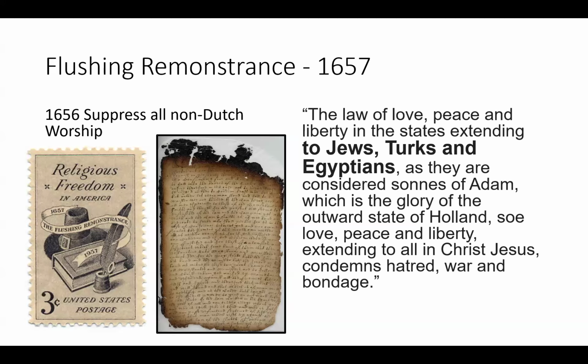Remonstrance means to protest. They protested Peter Stuyvesant's expulsion order, and Holland responded saying, Peter Stuyvesant, we need settlers, we need people, we have to build up this colony, or we're going to lose it to the English or even to the French and Spanish. And so they were allowed to stay. And as you can see from the postal stamp on the left, the Flushing Remonstrance is considered the first declaration of religious freedom in the North American colonies.